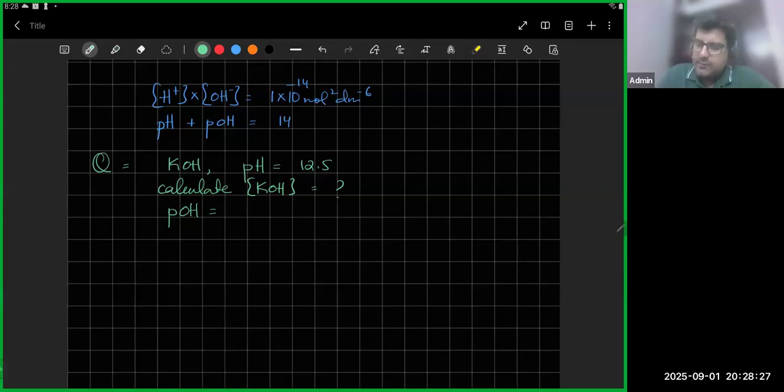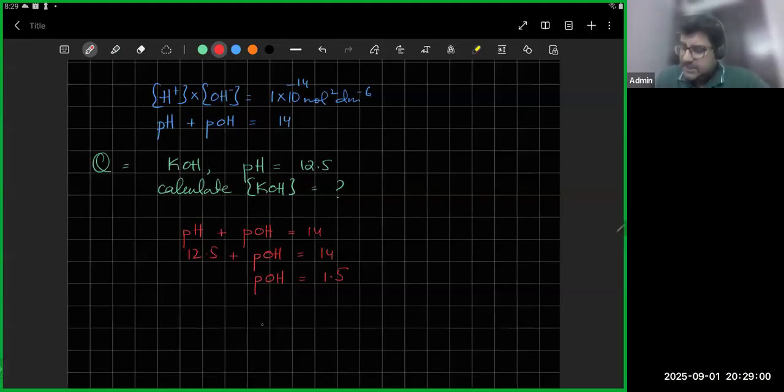So we're going to try and find what pOH is using the expression pH plus pOH is equal to 14. So the pH is 12.5, so my pOH is going to come out to be equal to, how much will it be? That's going to be 1.5, 14 minus 12.5.